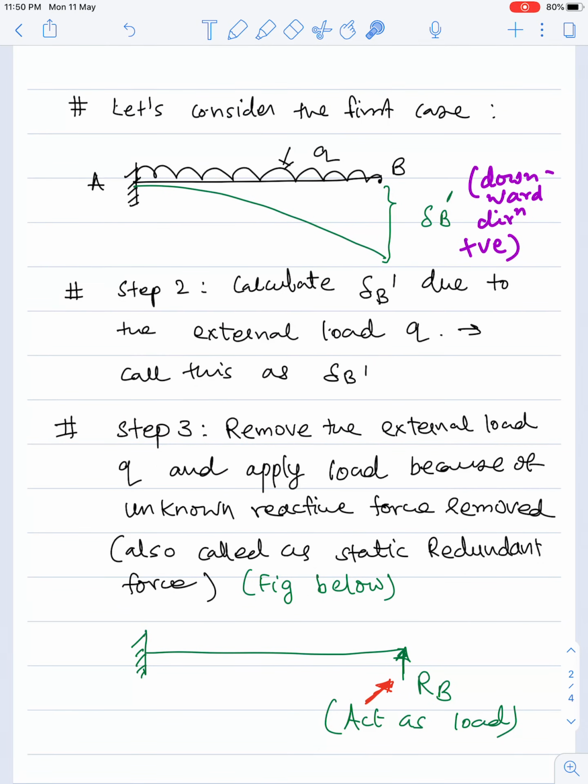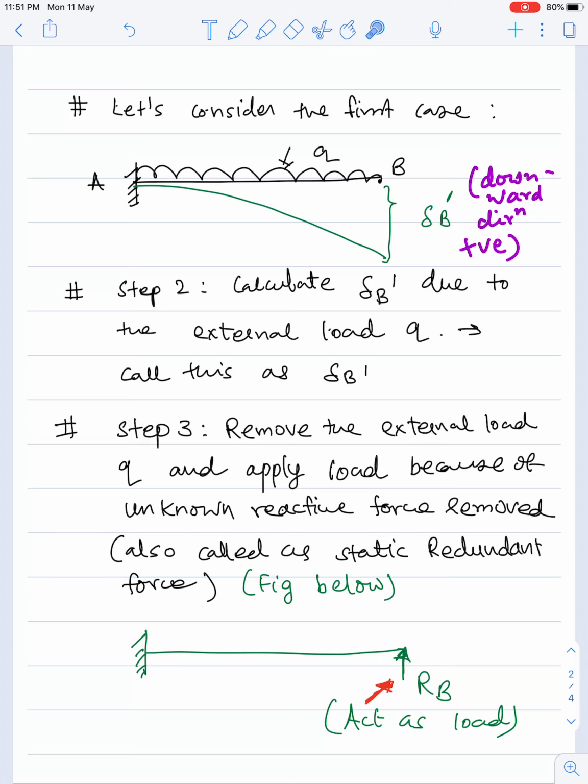So let us consider the first case where we are removing the reactive force at B. You can see here is a cantilever beam. Under the external load, support B will now deflect because we have removed the reactive force RB, by removing the roller support at B. So this beam will produce a deflection at the end, support B. This deflection is shown in the downward direction, and we can consider downward deflection as positive.